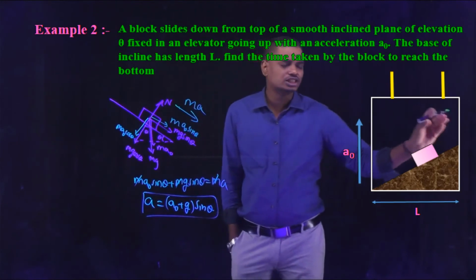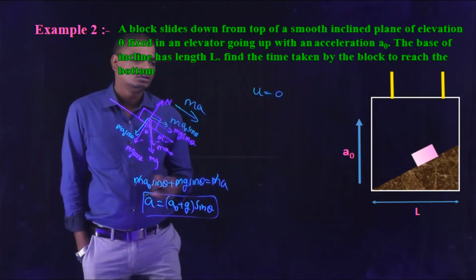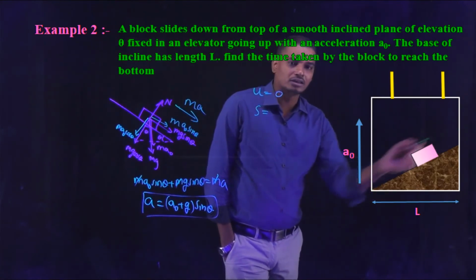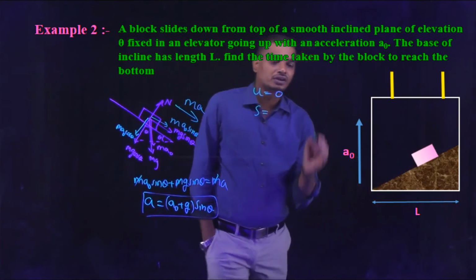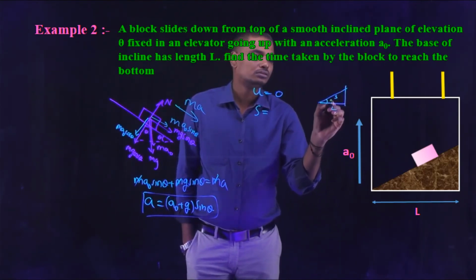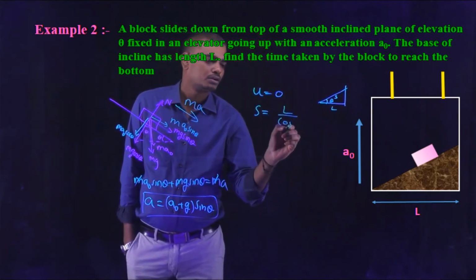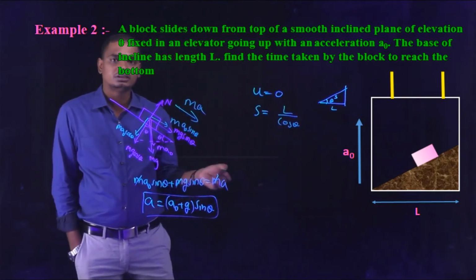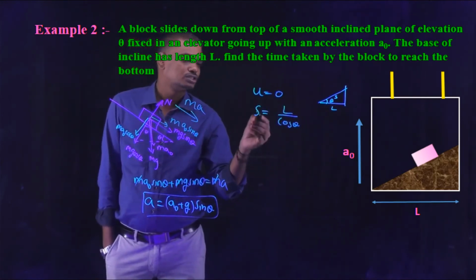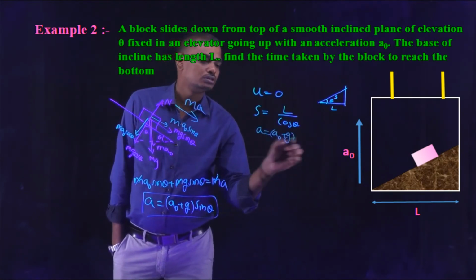As the block is initially at rest, the initial velocity u is equal to 0. The distance travelled by the block, S, is the distance travelled on the inclined plane, given the angle of inclination is theta. Here the given length is L. To calculate S: cos theta is equal to adjacent side by hypotenuse, so L by S. So S is equal to L by cos theta. Initial velocity is 0 and the acceleration A is equal to (a naught plus g) into sin theta.